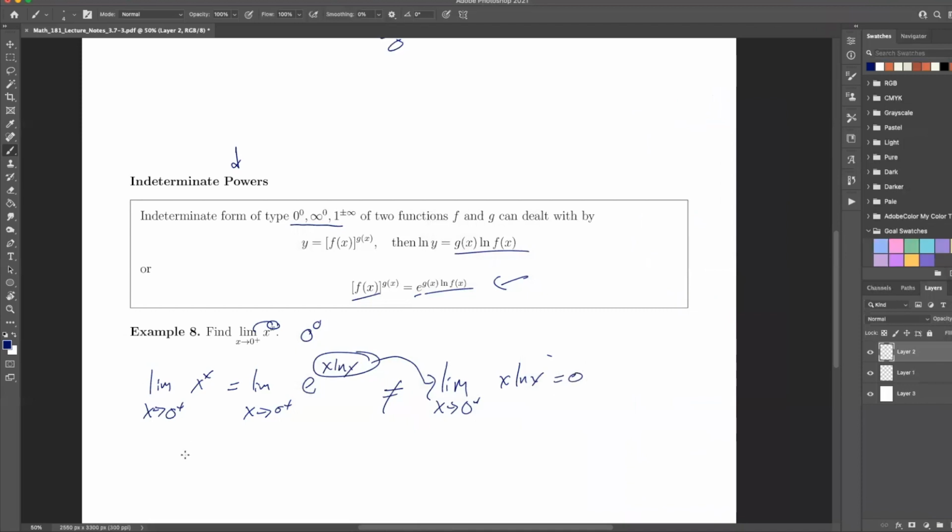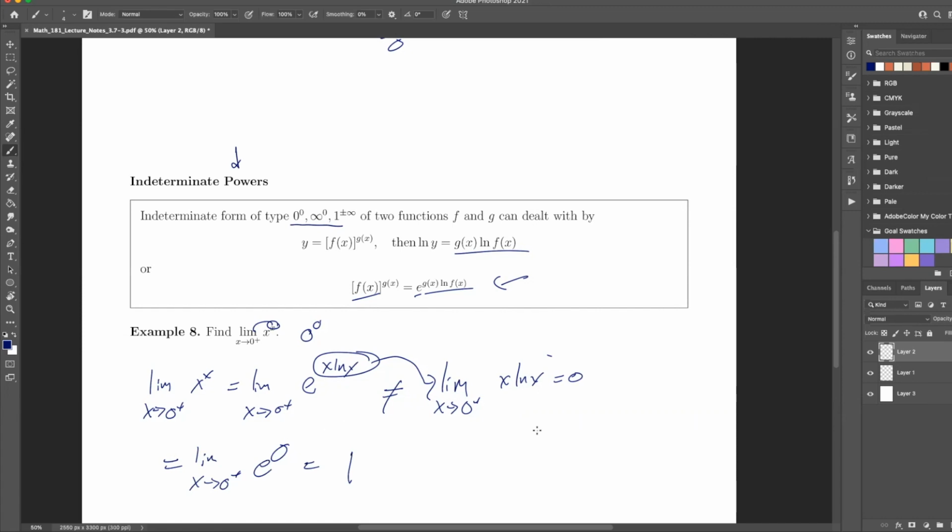So what does the limit end up being? Well, here, I know this limit ends up being 0, so this is equal to the limit as x goes to 0 plus of e to the 0, because I just know how this one works out. And so this is equal to 1. Okay.